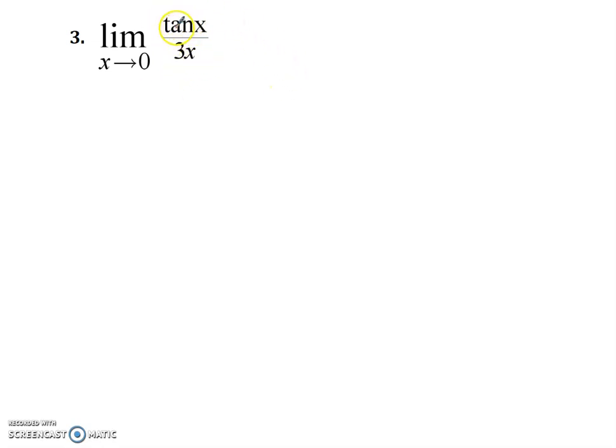Now we have a limit with tangent, so I'm going to rewrite it in terms of sine and cosine. Tangent is sine over cosine, so this is going to be sine of x over cosine of x, and this 3x is going to stay in the denominator with the cosine. I always write the trig part last. What we want to do is separate our sine of x over x. This is just an x, so I just want the x here and I want to leave the 3 out of it.